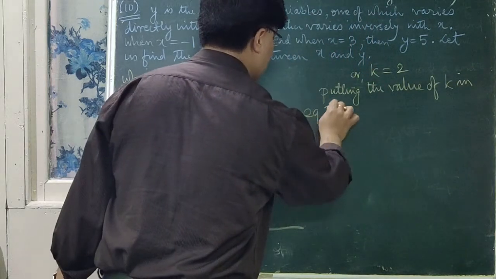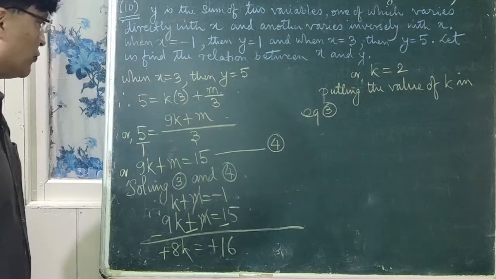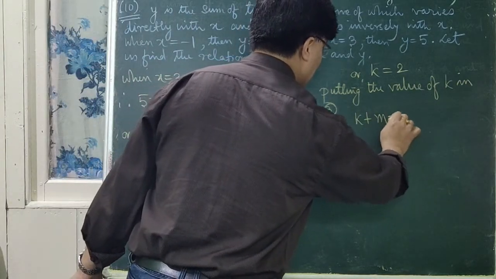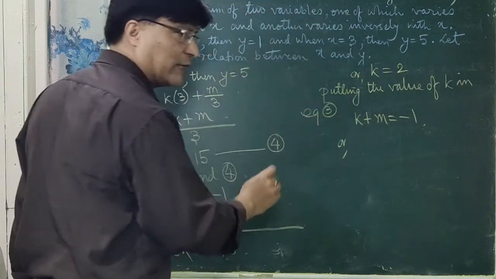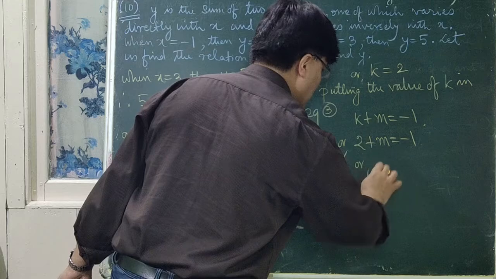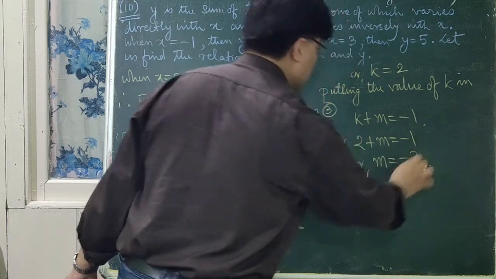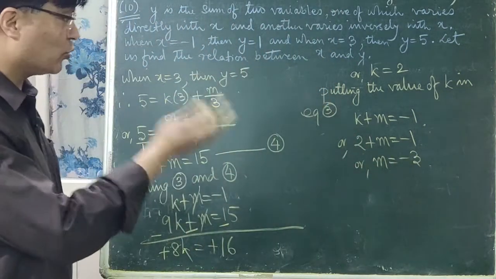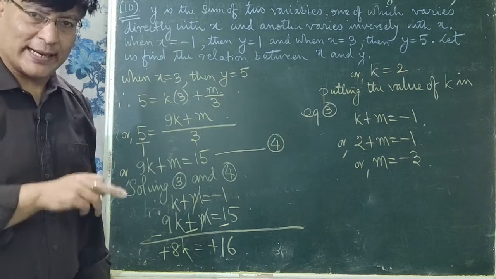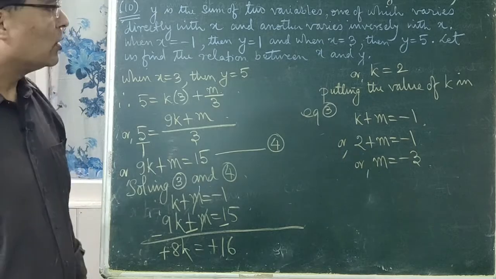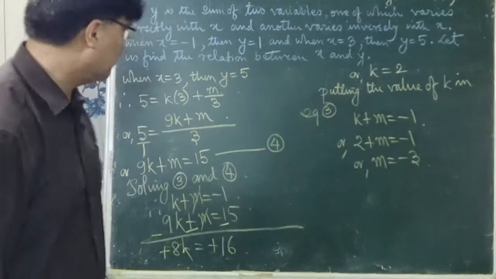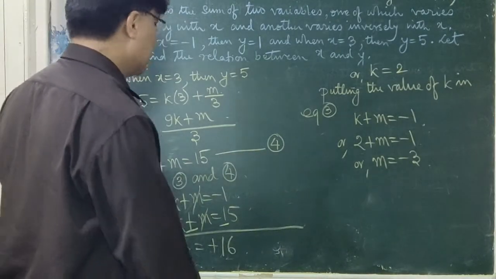in equation 3. So what is equation 3 out here? It is k plus m is equal to -1. Or what is the value for k? That is 2. 2 plus m is equal to -1. Or what is the value for m? M is equal to -3. When this 2 goes to the right hand side, becomes -2. And -1, -2, same sign, you can add them, which is equal to -3. So we have got both the values of k, that is k is equal to 2 and m is equal to -3.